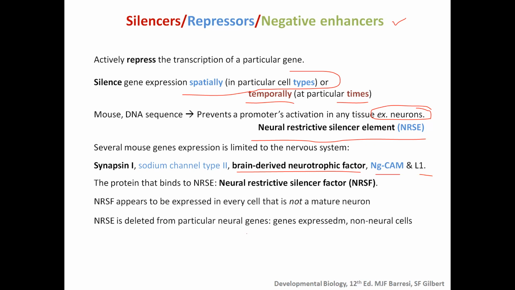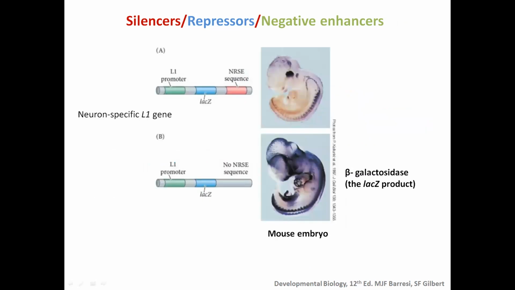NRSF appears to be expressed in every cell that is not a mature neuron. If NRSE is deleted from a particular neuronal gene, then the gene is expressed in non-neuronal cells. So this is a transgene. It is an experimentally designed situation where we have the L1 promoter with lacZ, and this is the NRSE sequence. In this case, the NRSE sequence is repressing the expression of lacZ, so you don't see any pigmentation here.